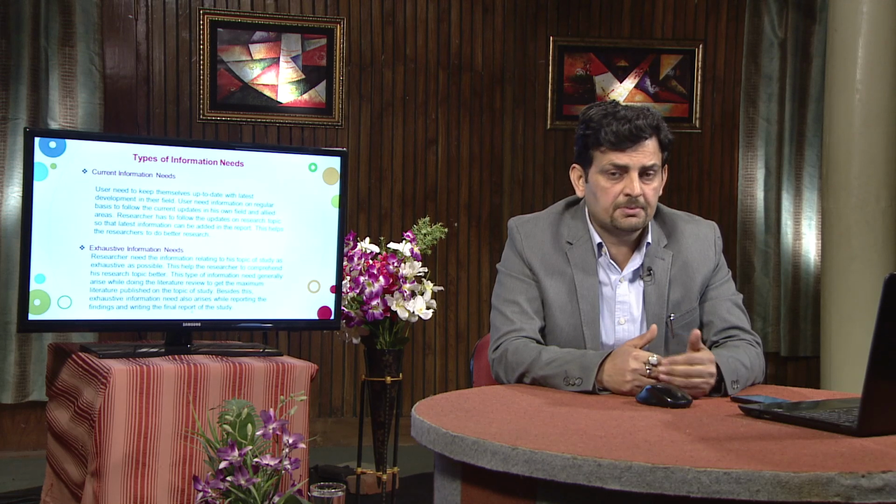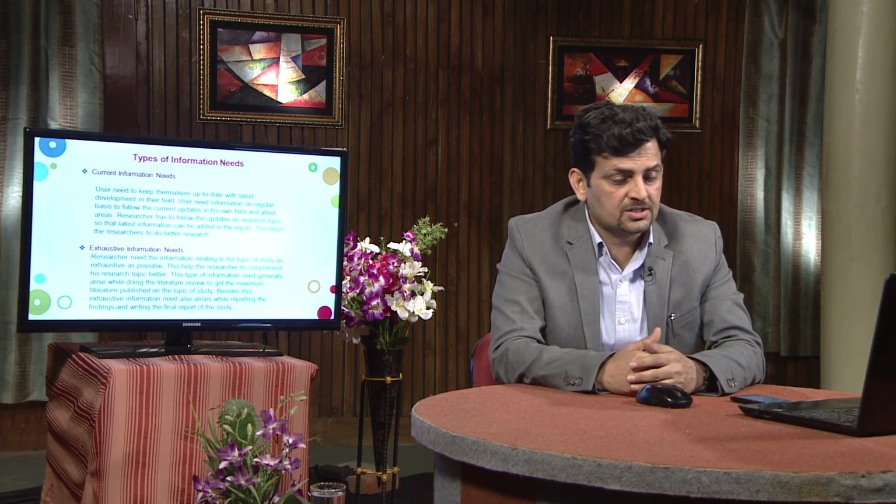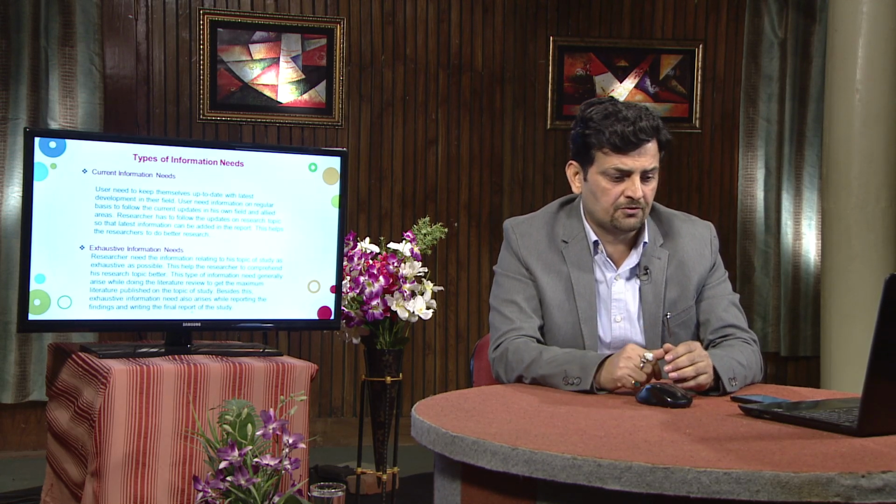So, on the basis of these exhaustive information needs, the library has to start such kinds of services which cater to the exhaustive information needs of the researchers. So, researchers need information relating to the topic of their study to be as exhaustive as possible. This helps the researcher to comprehend the research topic better. So, there are various reasons that the researcher has an exhaustive information need.